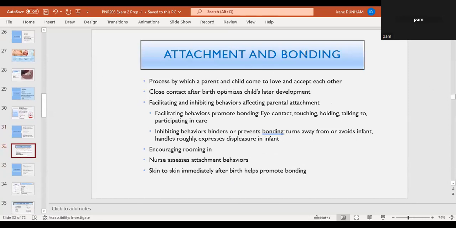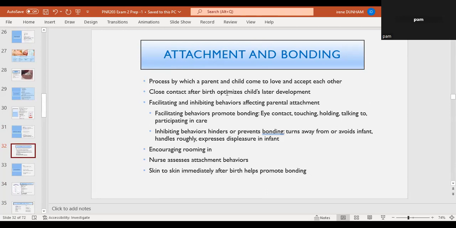Okay, so now we're going to go into attachment and bonding. Okay, so we talked about bonding, skin to skin immediately after birth helps promote bonding. Yes, okay. Rooming in promotes the bonding. And that's more of an emotional tie right after birth, okay? And then attachment takes a little longer to create. But as a nurse working on mother baby, you want to see how they come together. They have to come to love and accept each other.